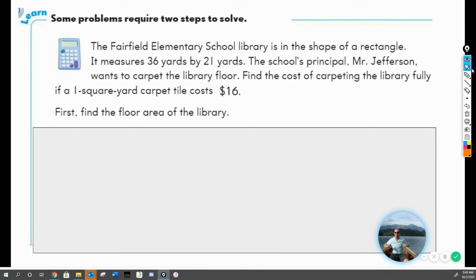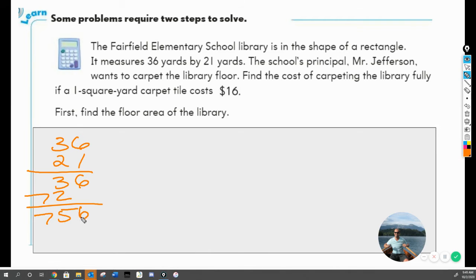Fairfield, calculator problem. That's always fun. Fairfield Elementary School library is in the shape of a rectangle. It measures 36 by 21 yards. The school principal, Mr. Jeffson, wants to carpet the library, and you're going to find the cost of carpeting the library fully. If a 1 square yard carpet tile costs $16, first find the area of the library floor. To do that, if you remember area, it's just length times width, or 36 times 21.